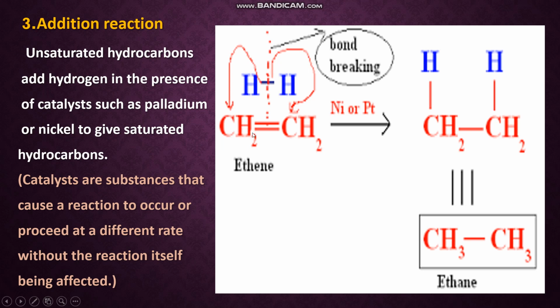So once again, here what is happening? In the unsaturated hydrocarbon, the double bond is breaking, and the bond between the hydrogens also breaks, and this hydrogen is attached to this carbon, and this hydrogen is attached to that carbon. So ultimately, the double bond became a single bond. That means when hydrogen is added, an unsaturated hydrocarbon is converted to a saturated one. This is called hydrogenation.